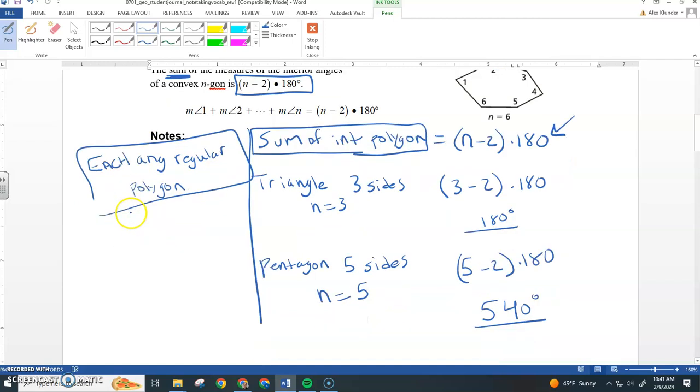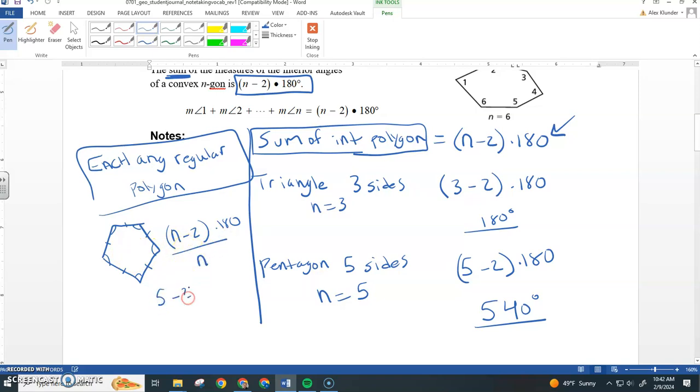If they ask you what's the measure of each angle, let's say I have the perfect pentagon. Now I'm going to have a hard time drawing this, but let's say this is perfect. All of these angles are exactly the same. Let's say all of these sides are exactly the same. This would be regular. If all the angles are the same, I can take n minus 2 times 180, which would give me the total sum. And if all 5 angles are identical, I could divide by n.